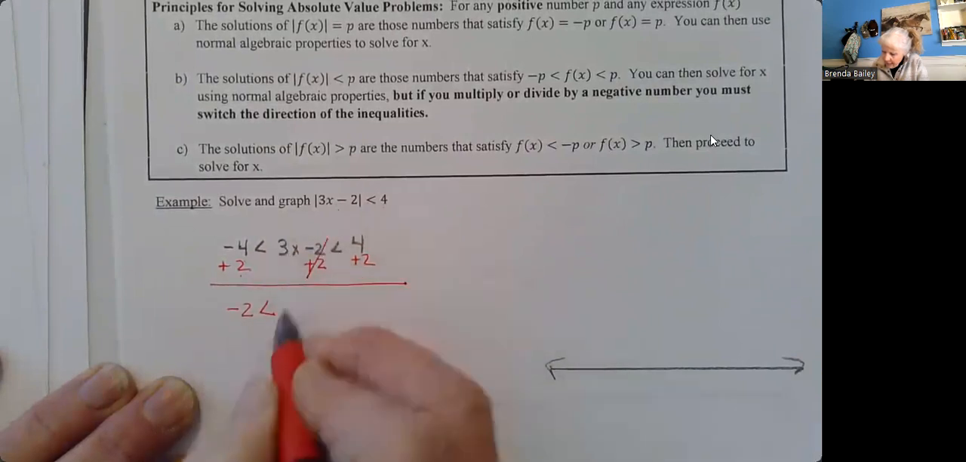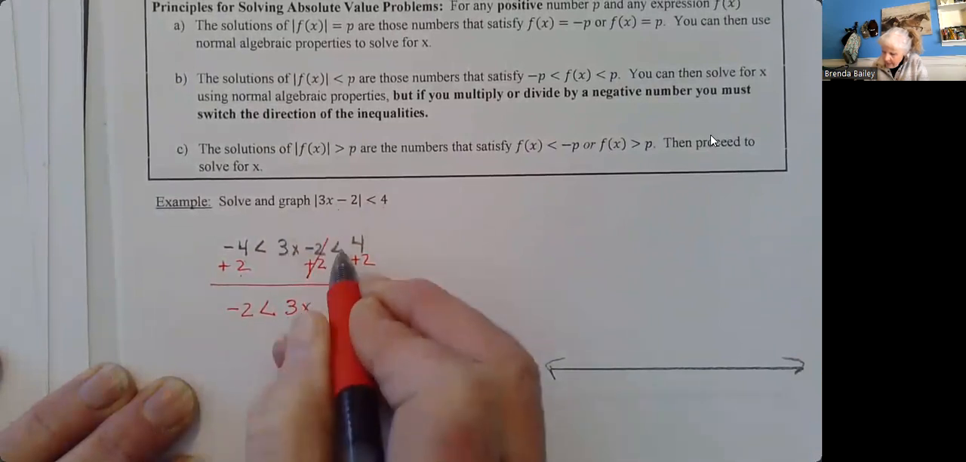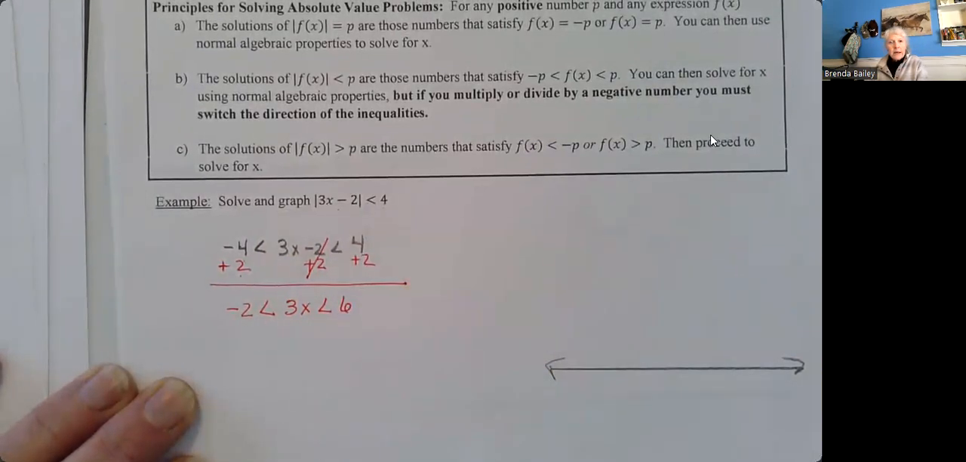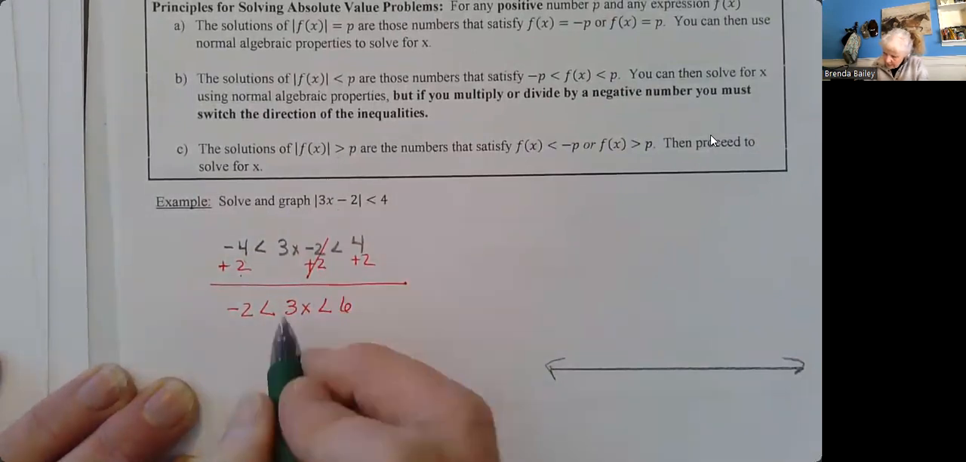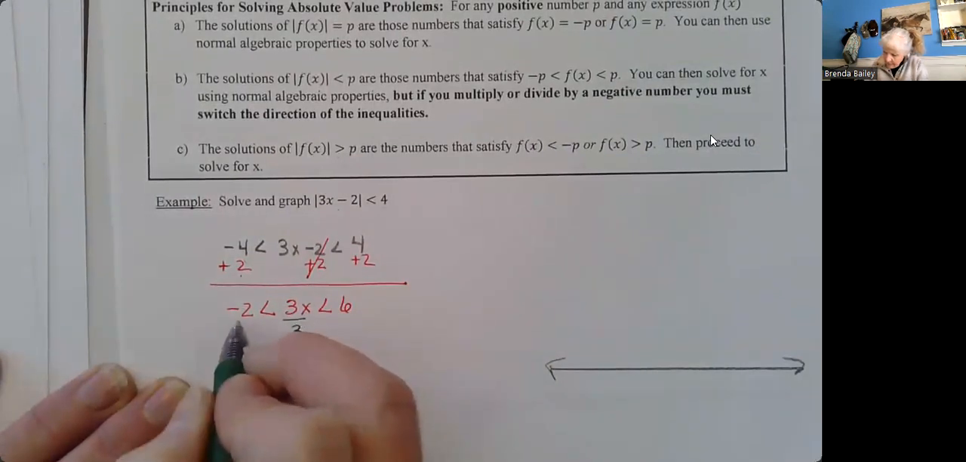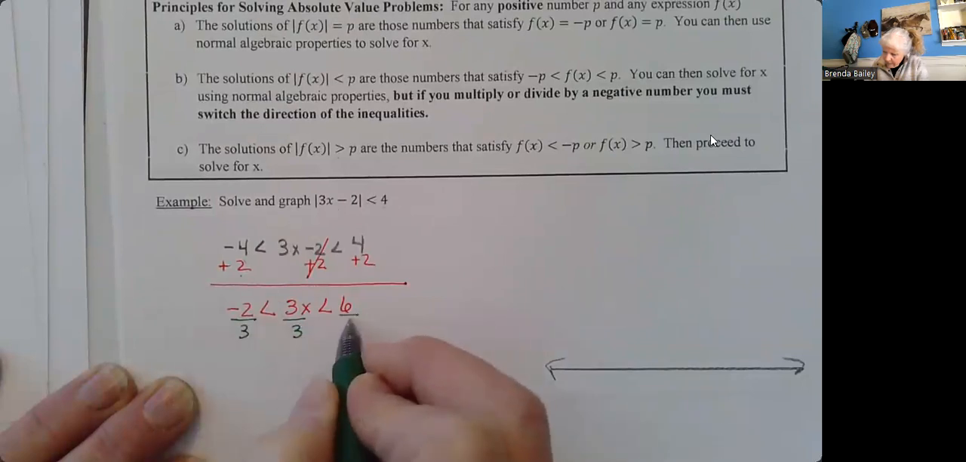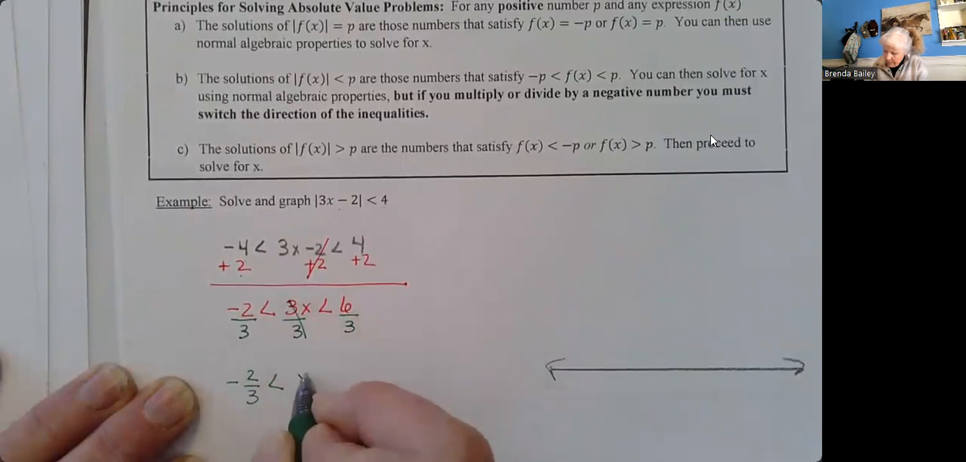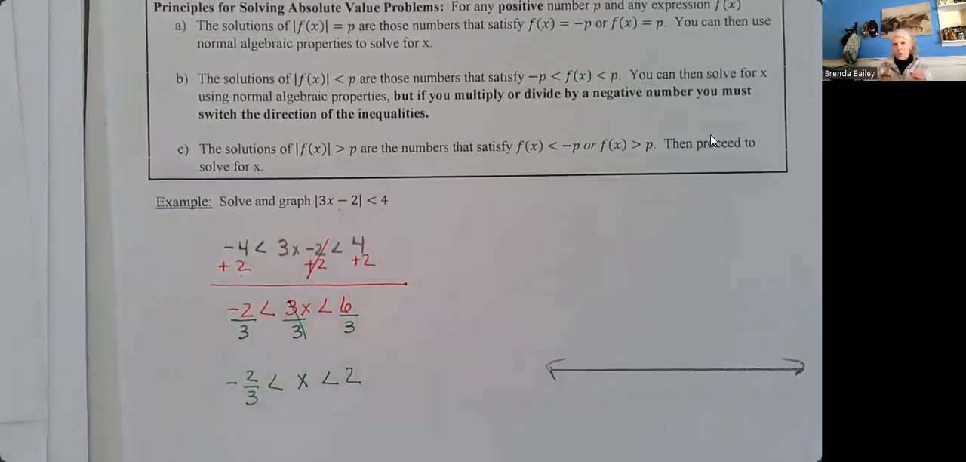Now we just have 3x less than 6. Next step is to get rid of the 3. Divide by 3, divide by 3, divide by 3. So -2/3 less than x, and x is less than 2. So all our numbers between -2/3 and 2 are the solution, but not including those numbers.